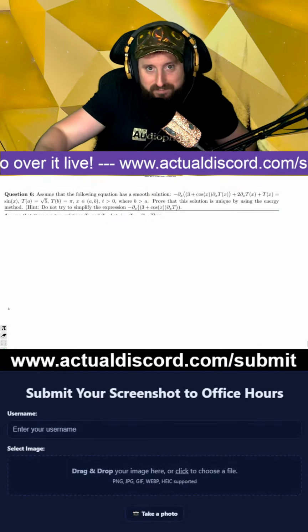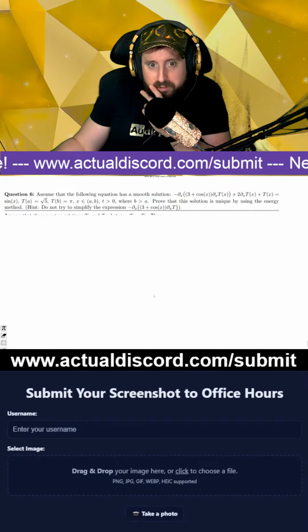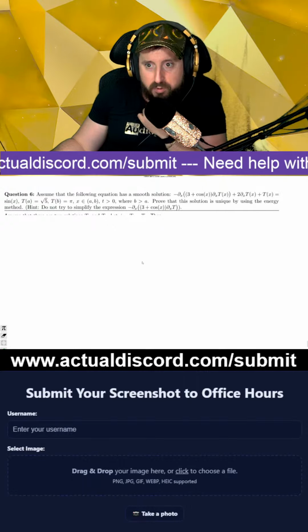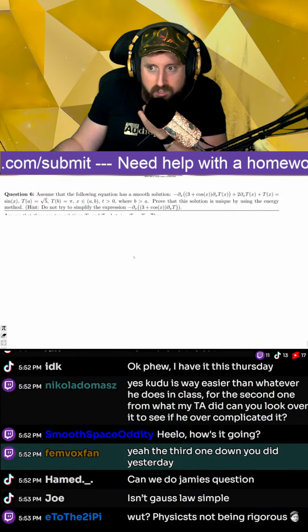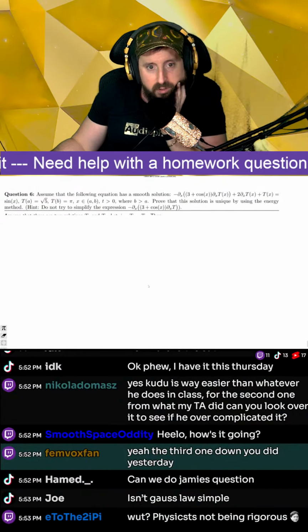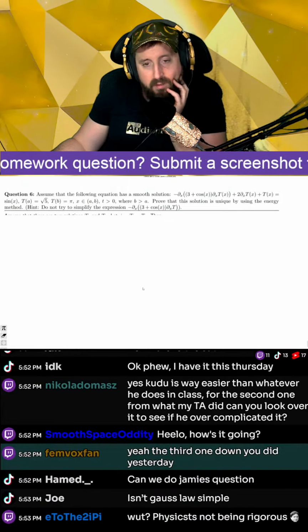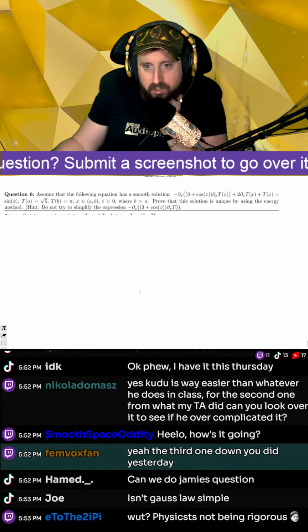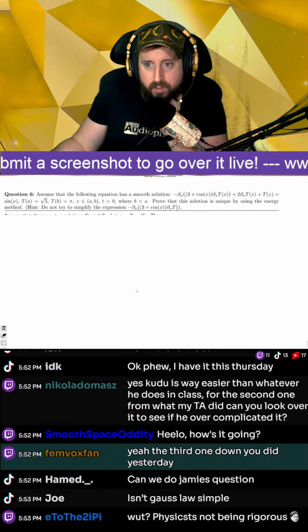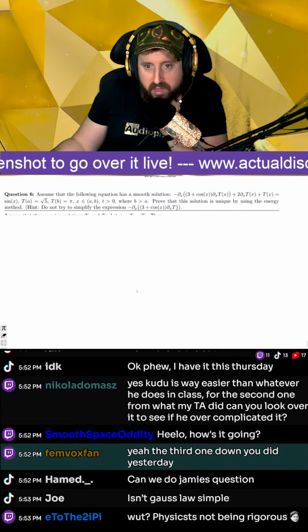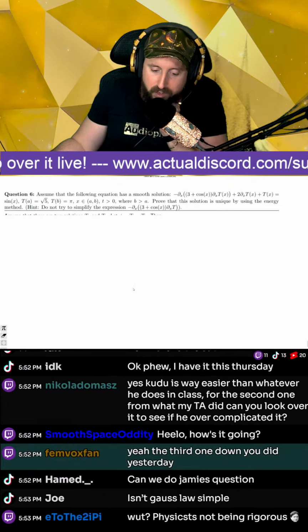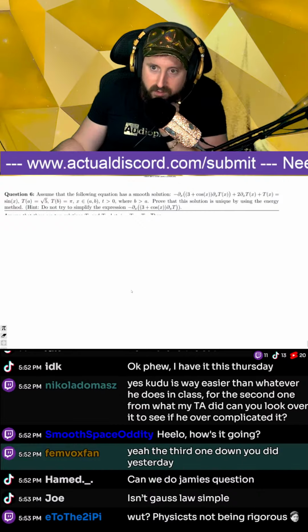Physicists not being rigorous. Yes, Gauss's law is relatively simple. Okay, assume the following equation has a smooth solution. Jesus Christ. Okay, equals sine x. T of A is equal to that. T of B is equal to that. X is contained in the set of A and B where T is greater than 0 and B is greater than A. Prove that the solution is unique by using the energy method. I have no clue what the energy method is. Is this physics?